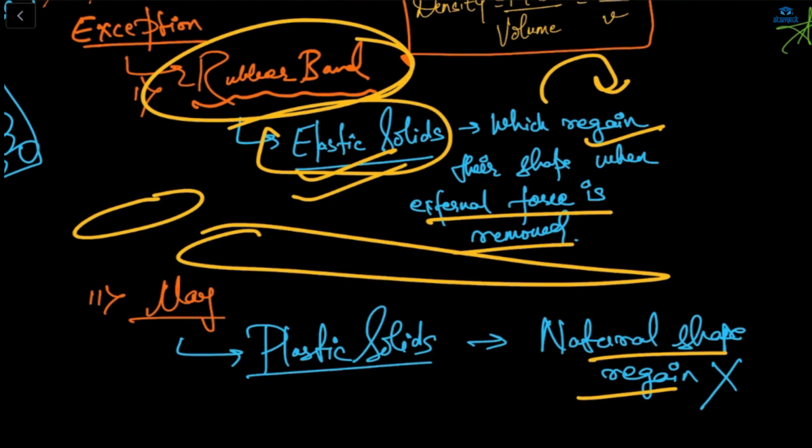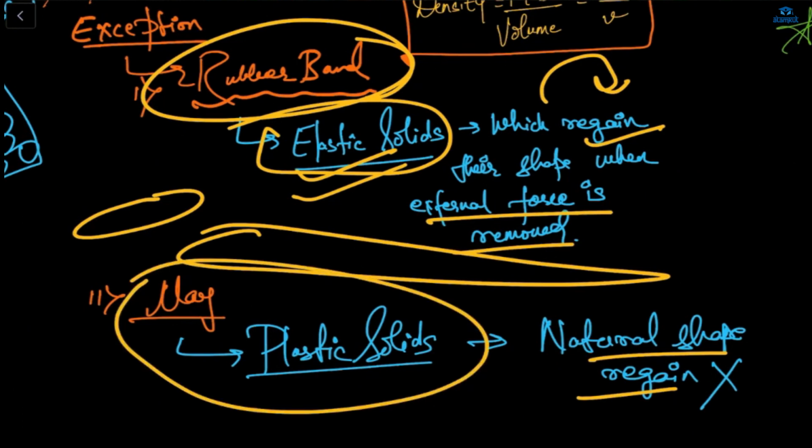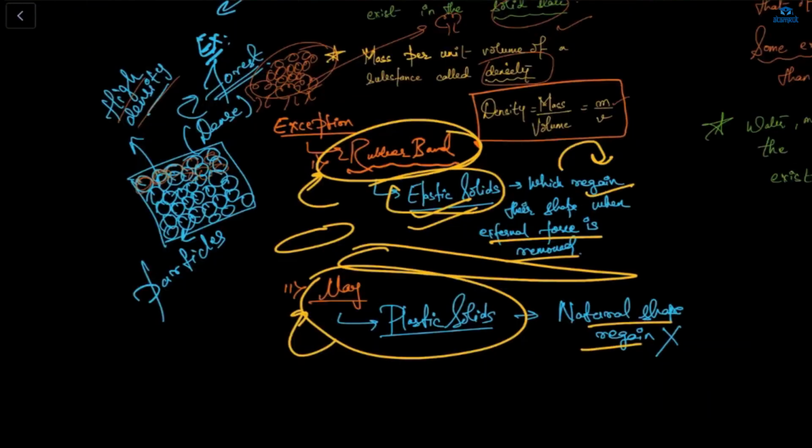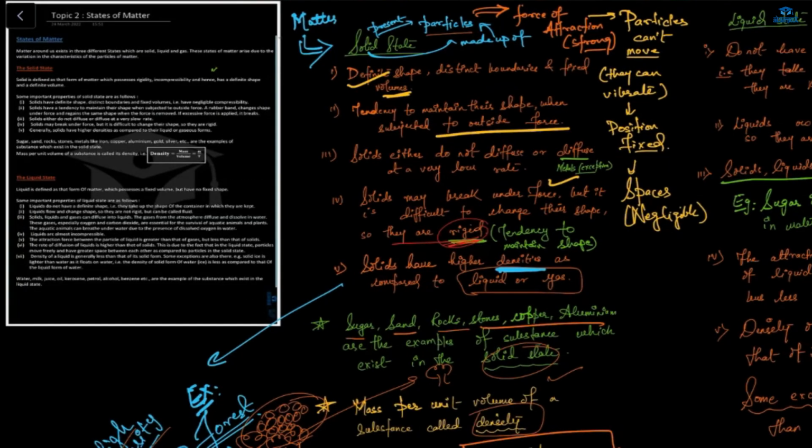Now we will see what this clay is. Clay is a type of plastic solid. So there are two extra types of solids in this solid state. One is your elastic solid, and the next one is your plastic solid. In elastic solids, the example is a rubber band, and the plastic solid is clay. Okay, so this is done. The solid state part is done.